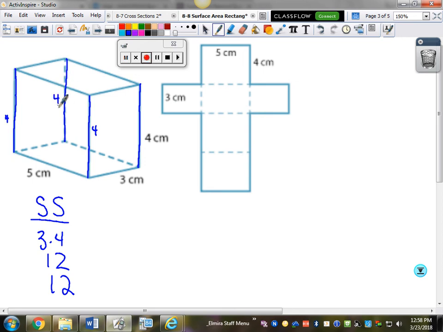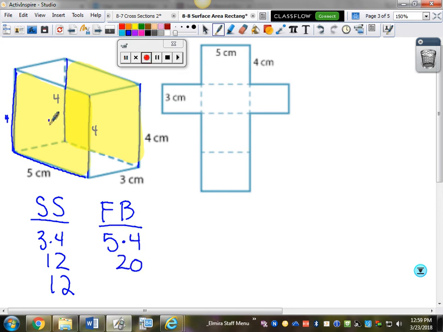Let's say the next part I was going to do was the front of my box and the back of my box. That's 5 by 4. So front and back is 5 times 4, which is 20. And because there's a front and a back, that's also 20.